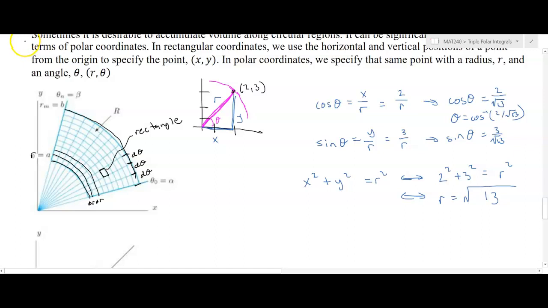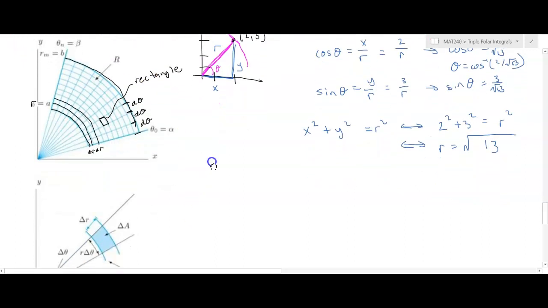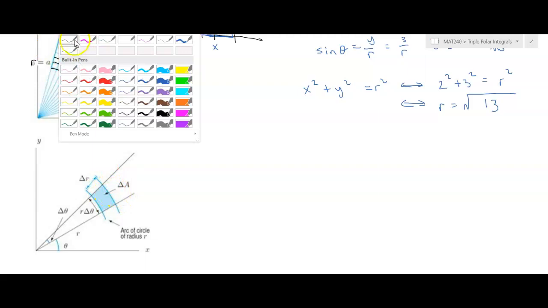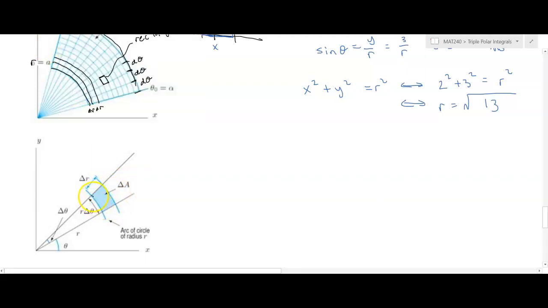Because we know we could sum these up with the integral, but how do you find the area of each one of these? You can't really just multiply the change in radius by the change in theta, because theta is unitless. Theta is a measure in radians, and that doesn't have any units. But what I do know is that this is the length of an arc. This is an arc length.